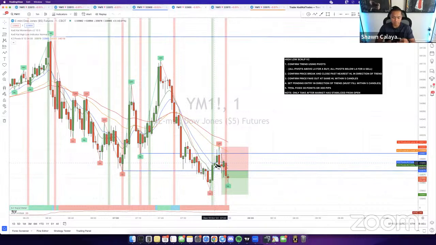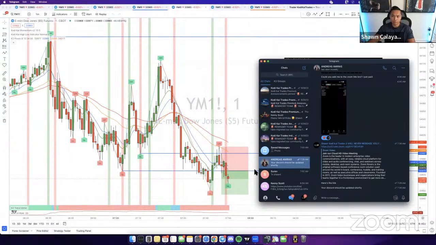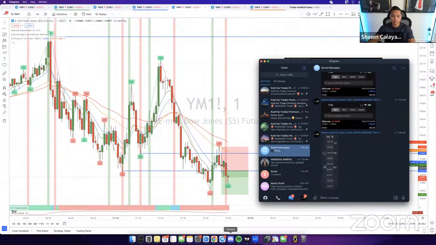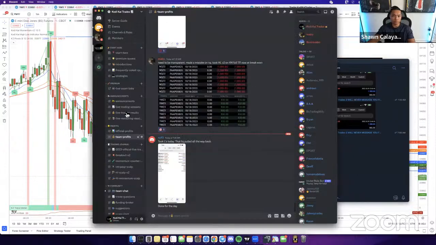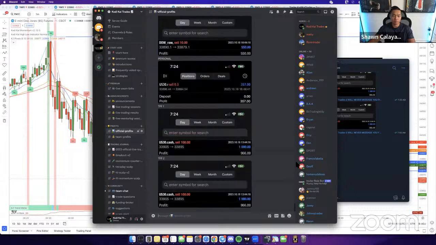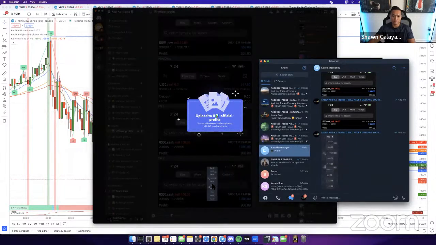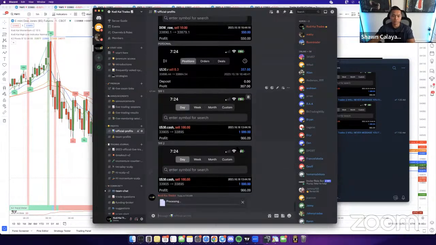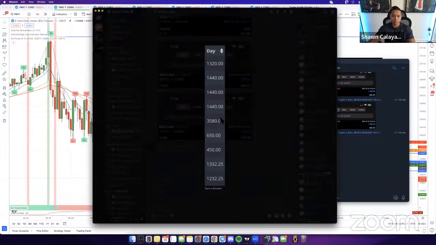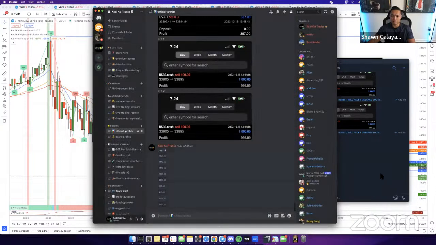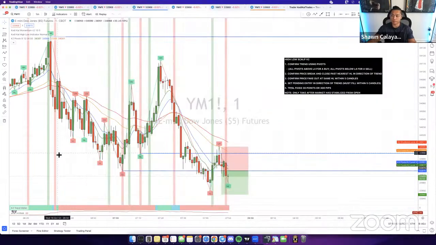So anyways, here are my profits. As you guys can see over here, I locked in a little more. Not a crazy amount, but I locked in a little more. So here's my thing right here, and I'll take my individual screenshots so it's easier to see.